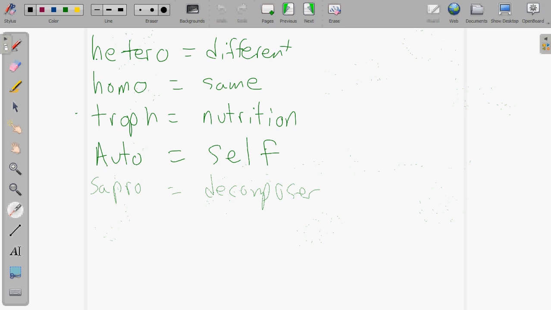Just some prefixes you need to know. Hetero means different, homo means the same, troph means nutrition, auto means self, and sapro means decomposer. So a saprotroph is an organism that gets nutrition from decomposing things, like a mushroom. All right. An autotroph means that it gets nutrition from itself, like a plant photosynthesizing. Heterotroph means it gets its nutrition by eating something else. Okay.